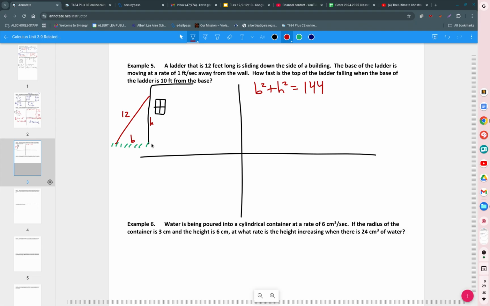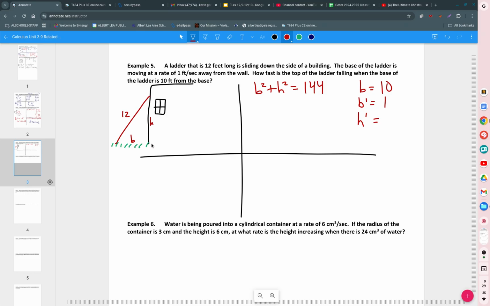What am I given? Base is 10. The rate at which the base is moving away from the wall is 1. And what else do I know? Or what am I trying to find?